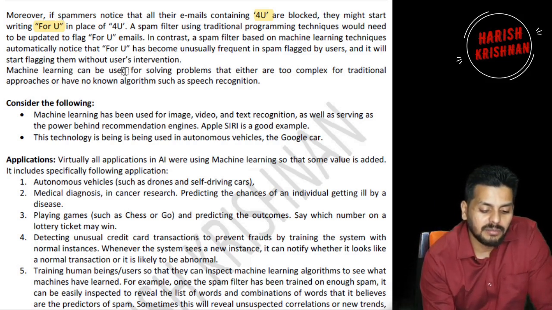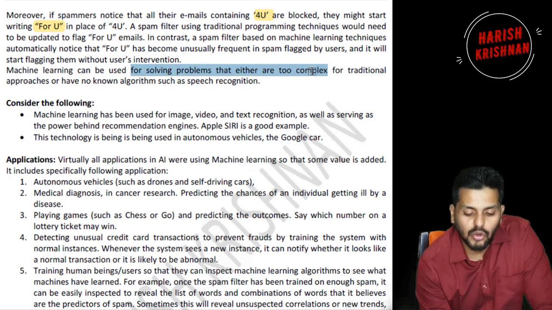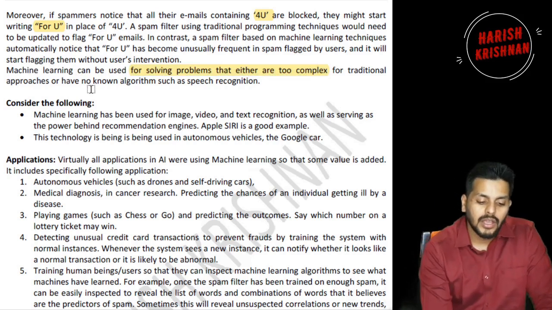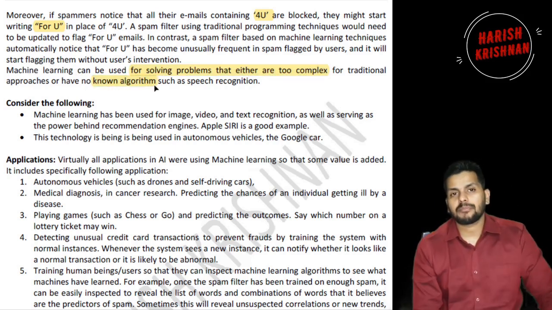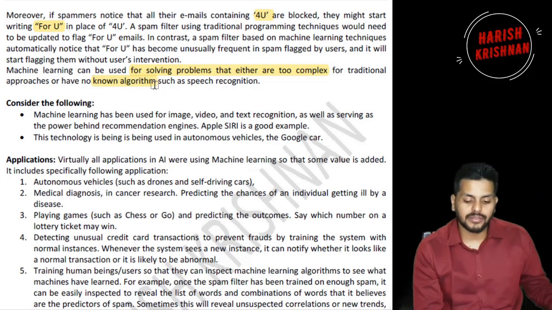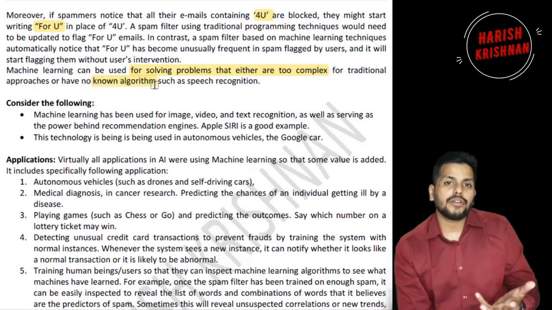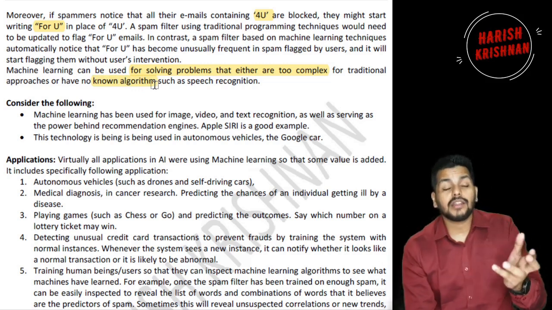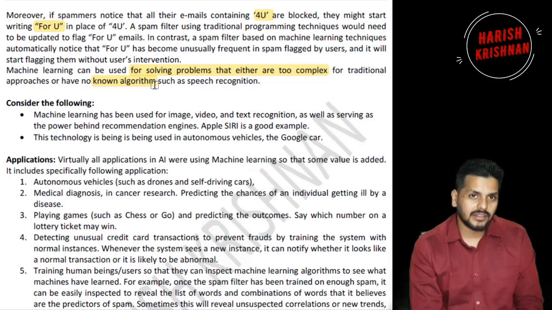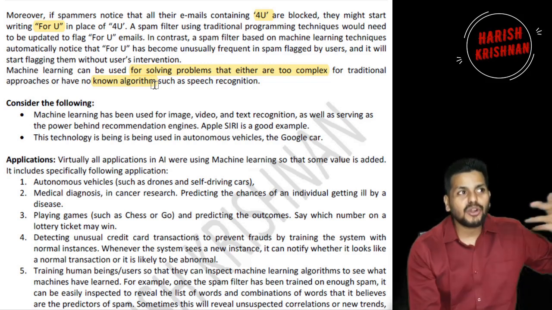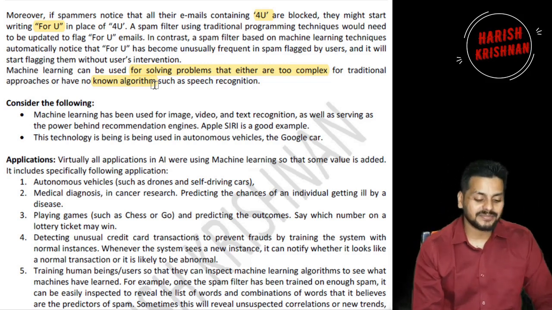Machine learning can be used for solving problems which are too complex for traditional approaches, or where there is no algorithm. No algorithm means no sequence of steps. Like speech recognition. In speech recognition, the system doesn't even know what you are going to say, but based on what you say, it will understand and then generate the results. That is why most of the time, if you don't talk properly, some wrong results will come, right?